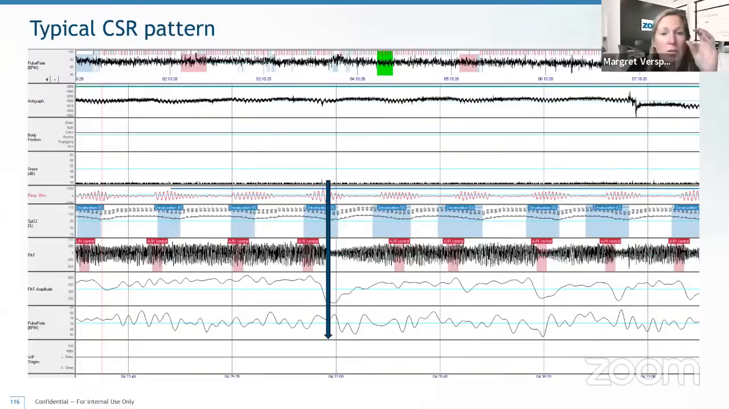We also see, like I already mentioned, when we look at the attenuation of the PAT, it's at the nadir of the desaturation in the middle of the hyperpnea phase. So it looks different compared to an obstructive sleep apnea.